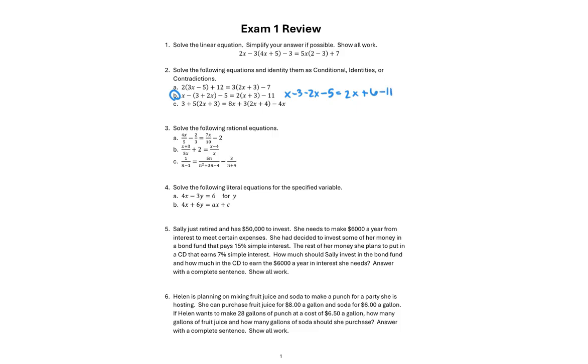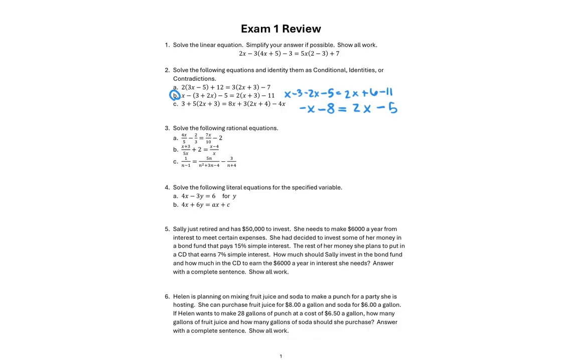Okay, so now I've got to combine all my like terms. I'll have x minus 2x, that should leave me with a minus x, and minus 3 minus 5 should give me a minus 8. On the other side, I have 2x plus 6 minus 11, so then my 2x is going to stay, and then I'm just going to have a minus 5 on this side.